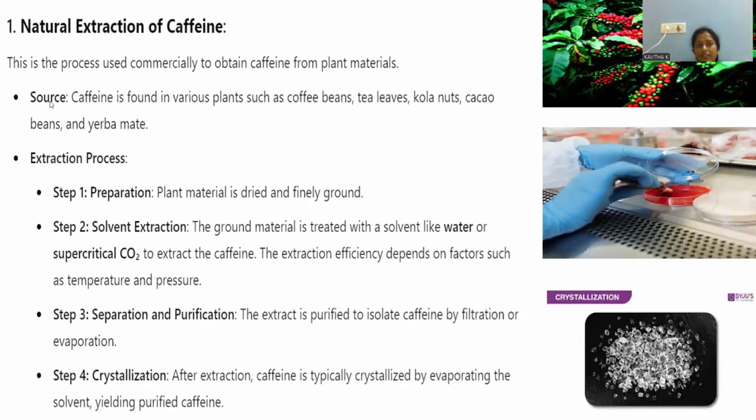Now we entered another part called synthesis. The synthesis of caffeine is carried out by two alternative methods. Natural extraction is carried out by taking plant extract. Plant juices can be converted into caffeine, or alternatively caffeine can be synthesized in the laboratory as well, right? This is the process used commercially to obtain natural extraction. We are discussing natural extraction of caffeine. Commercially we can obtain caffeine from plant materials.